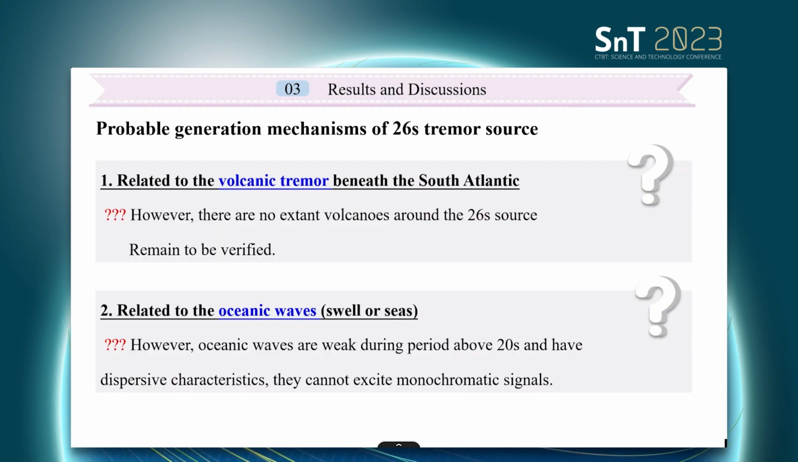There are many probable generation mechanisms of the 26-second tremor source. The first one: some people think they are related to the volcanic tremor beneath the South Atlantic. However, there are no extant volcanoes around the 26-second source, so it remains to be verified. The second is related to the oceanic waves, but the oceanic waves are weak during periods above 20 seconds and have dispersive characteristics, so they cannot excite monochromatic signals like the 26-second and 28-second sources.